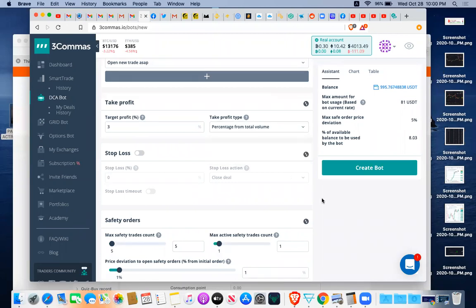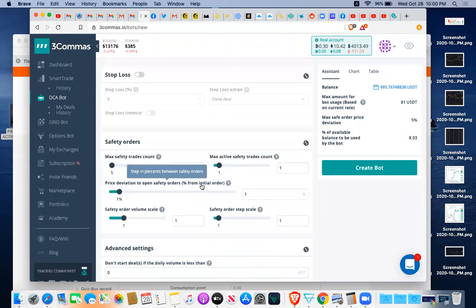Okay, so you move down. Safety order, how many counts? Okay, I may say up to my safety order 6 times. Let's see how much it's going to cost me. So let's say 7 times. So you can see now around 101. That means this guy is about 11 cents or thereabout, or 10 cents some penny.